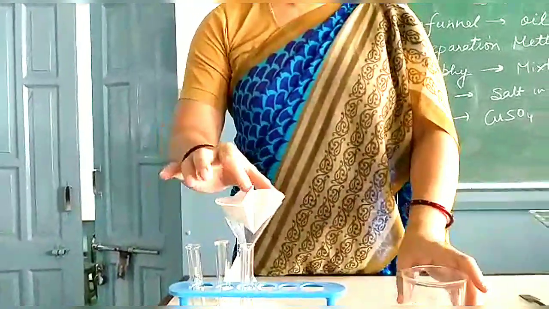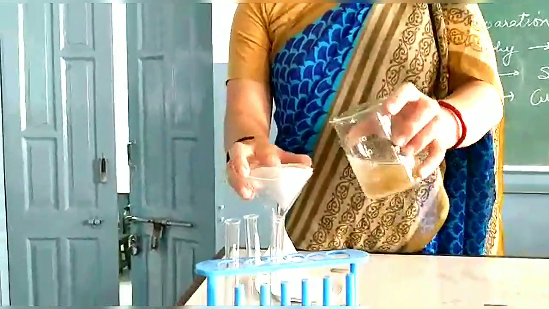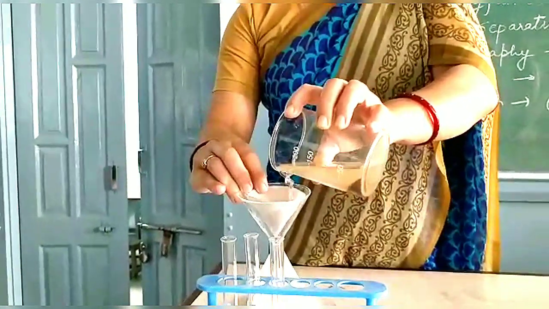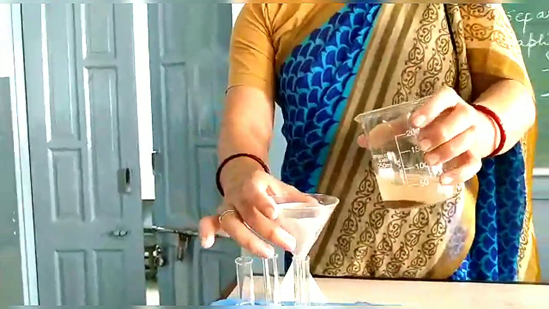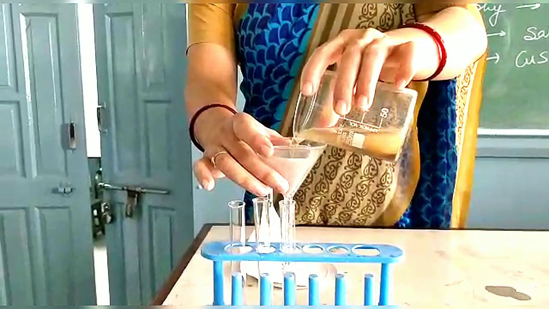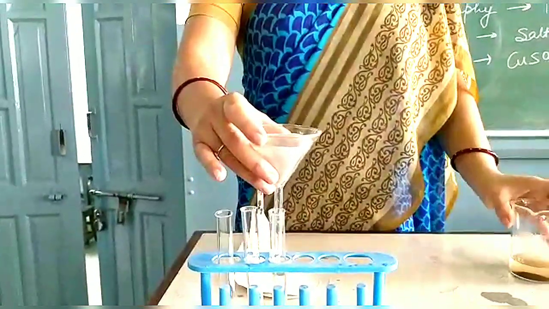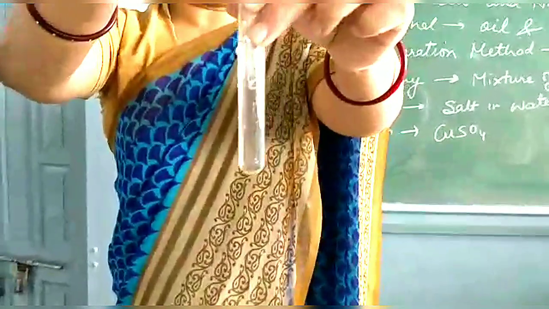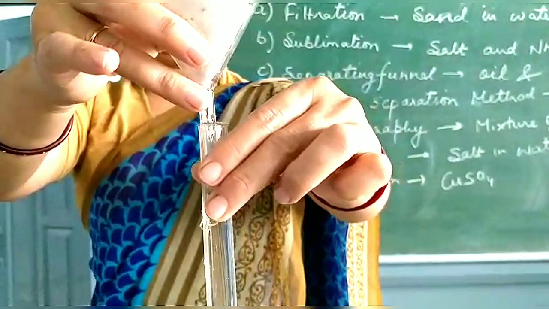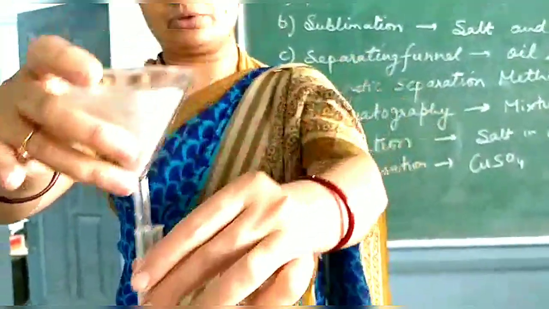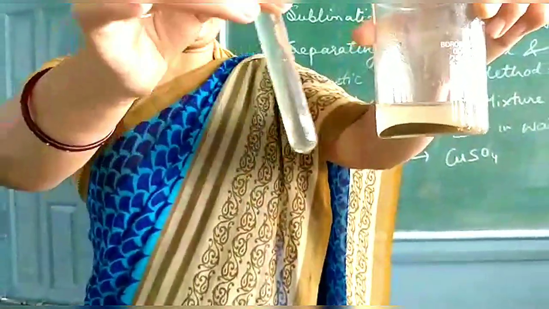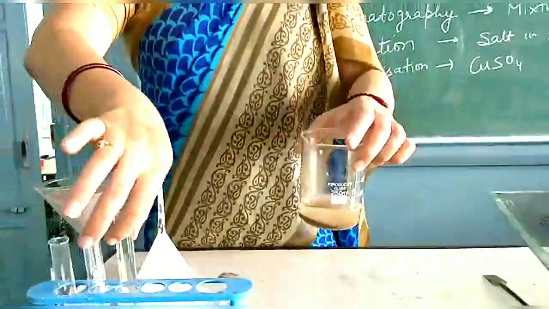Then I am trying to filter to separate this sand and water. You can see that it's only the sand that remains as residue, whereas the water comes down as filtrate. You can see the filtrate is now clear and we have left sand on the filter paper as residue. This way we have separated the sand from water by using the filtration technique.